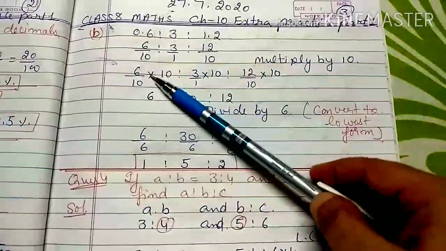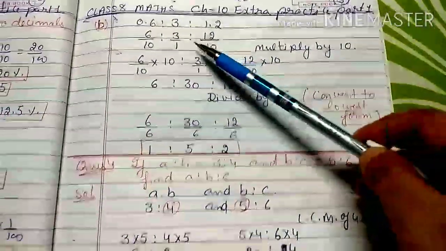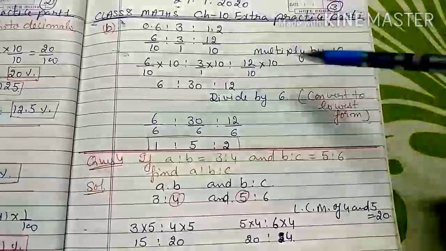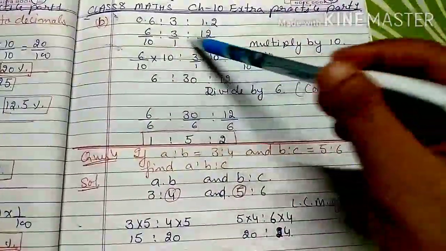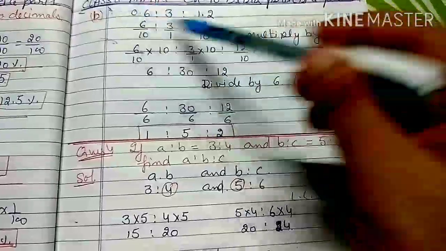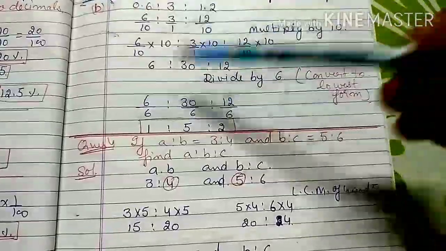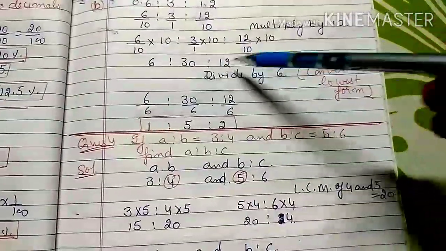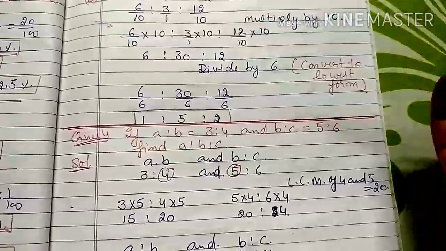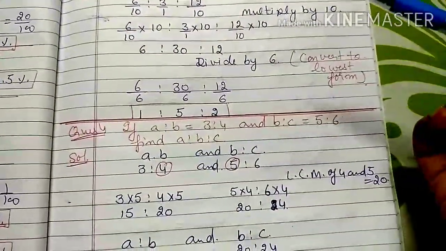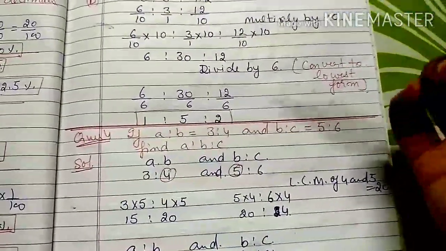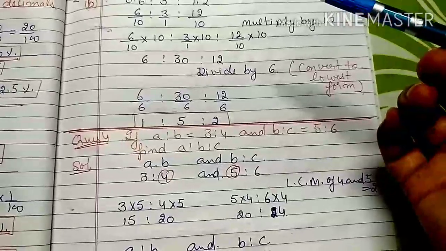First you remove the decimal. 6 by 10, 3 by 1, ratio 12 by 10. Now you multiply by 10 because we need to remove 10 in all the terms. So when we multiply 10, we get 6 ratio 30 ratio 12. So if any term is common between that, we can convert into the lowest term of the ratio.